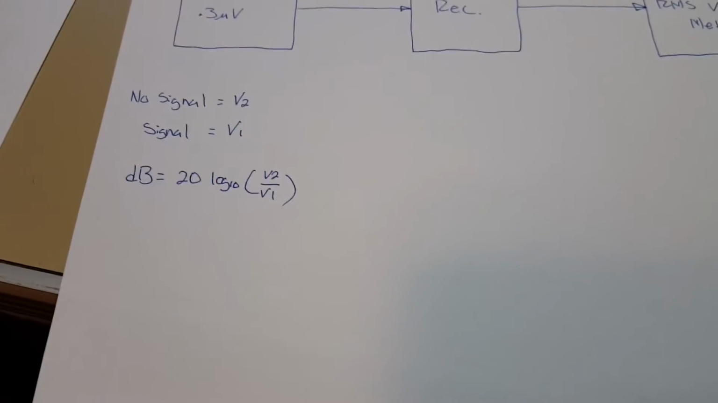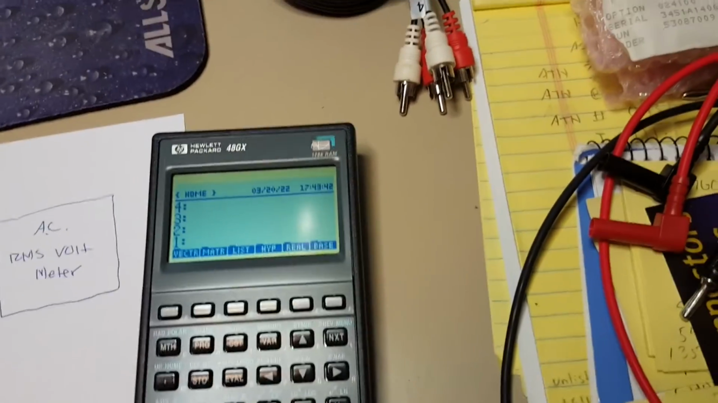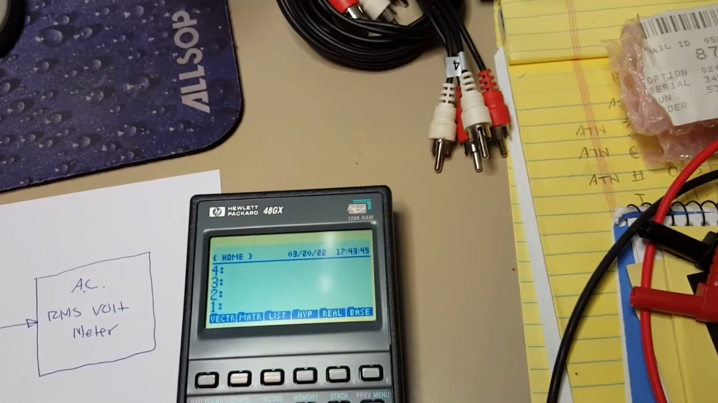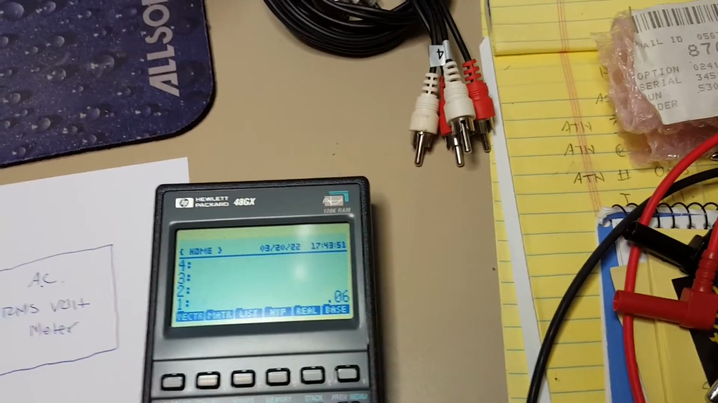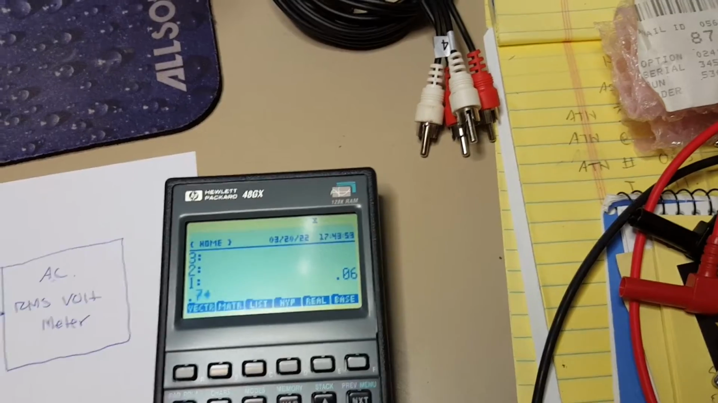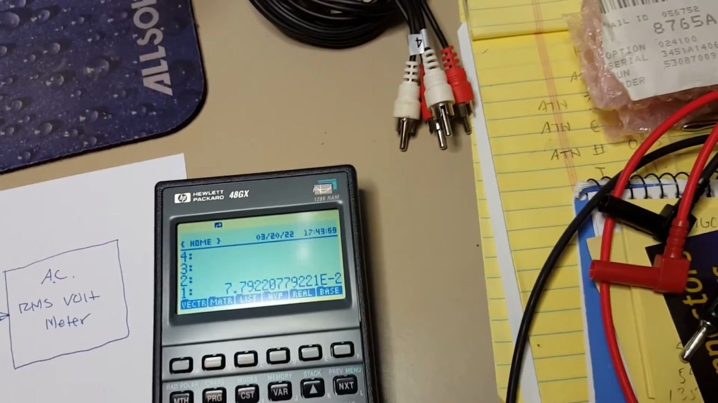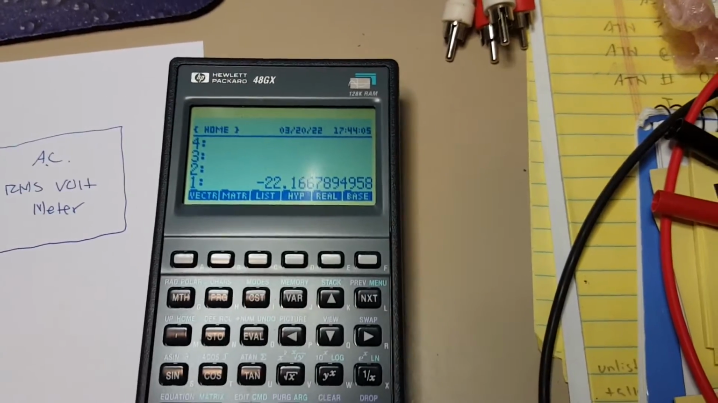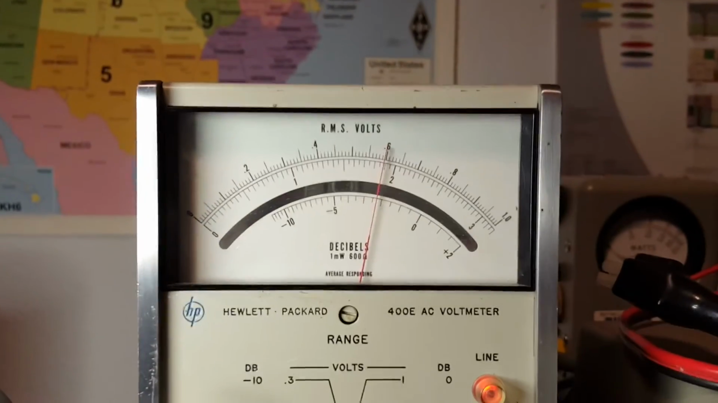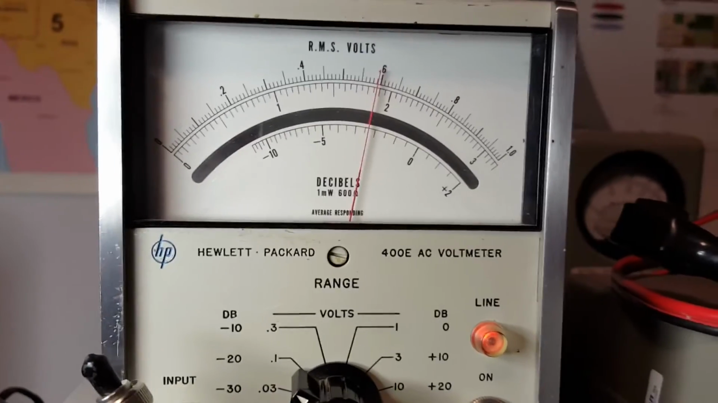So we can also double check that with this formula here. We can go to the old handy calculator. And let's see, at 0.06 volts divided by 0.77, you take the logarithm of that and multiply by 20. So yeah, that's showing about 22 dB, which is about what we're getting here. I would say that's a pretty good test there.